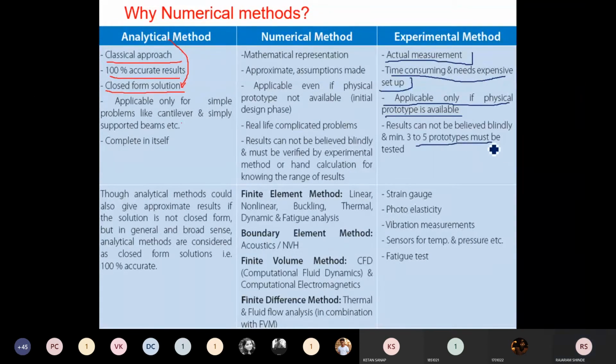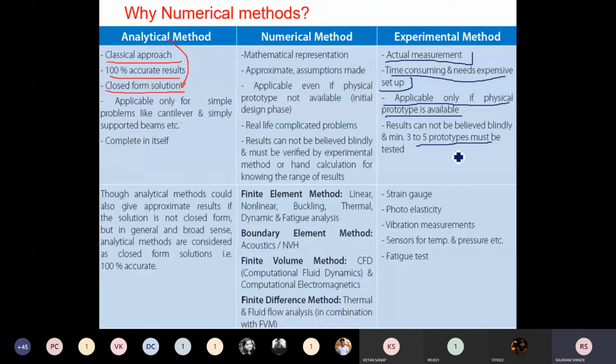And all these things require time as well as expensive setups. Here the cost is very high. The cost of this experimental method is very high. Now these are the things required for experimentation: strain gauges, photoelasticity, vibration measurement, sensors for temperature, pressure, and so on, fatigue test. These setups we need.